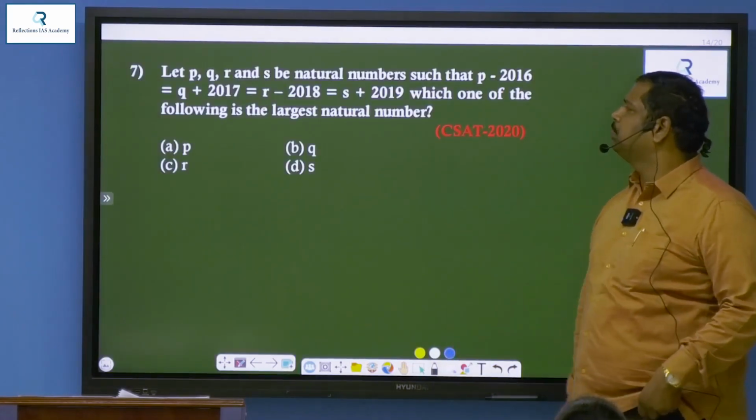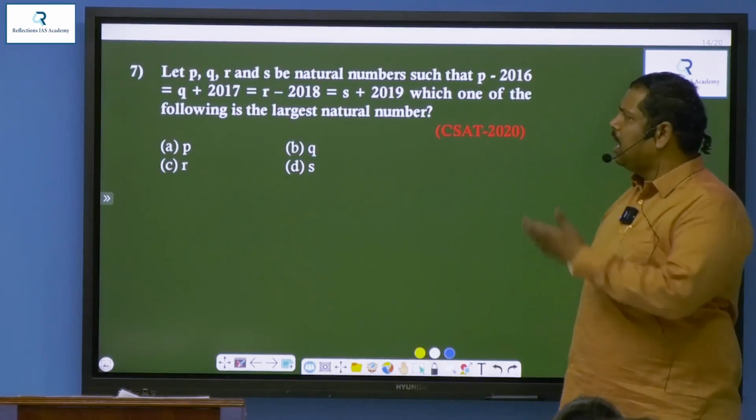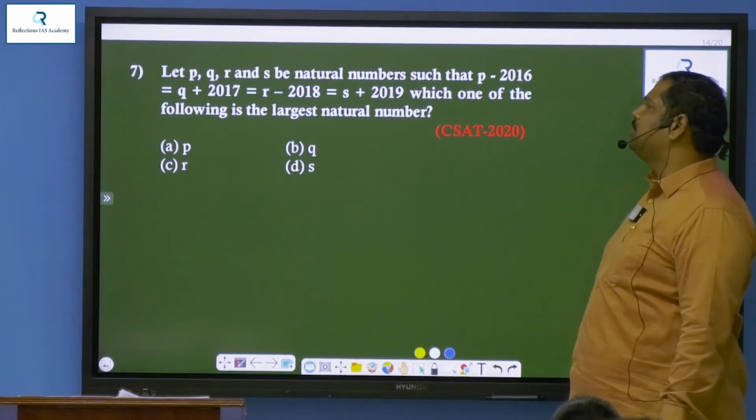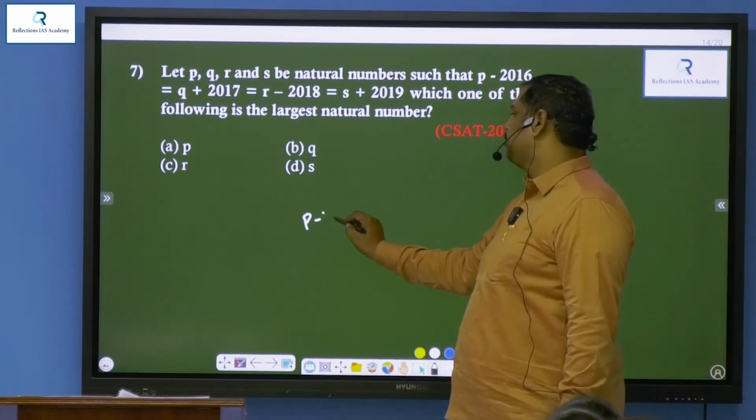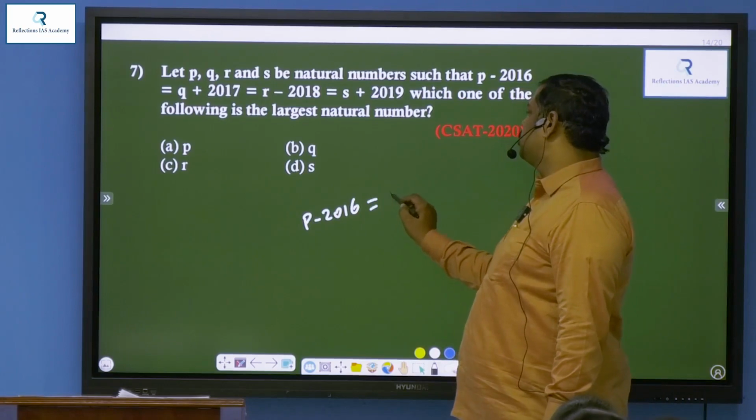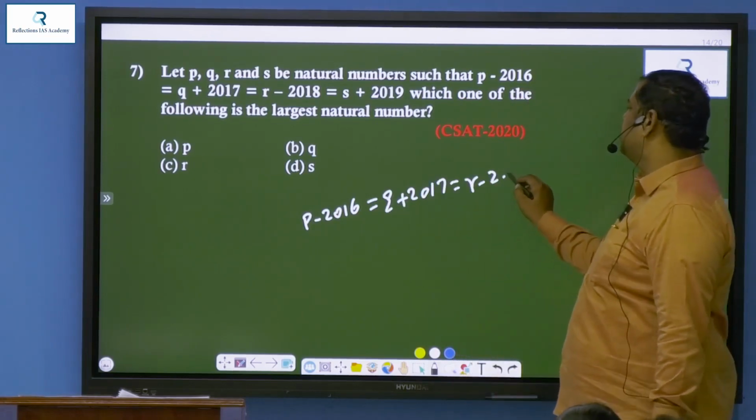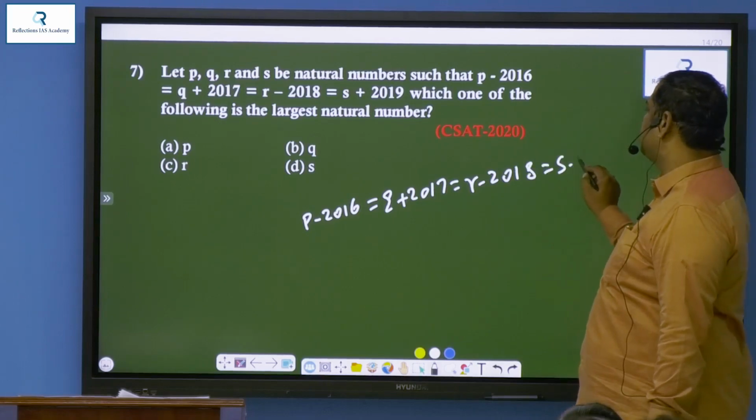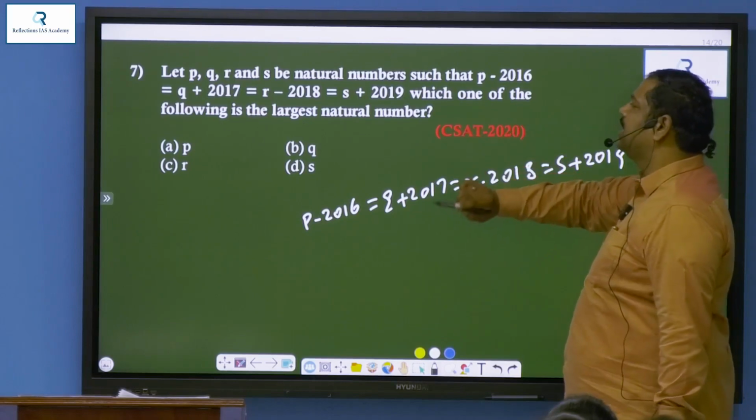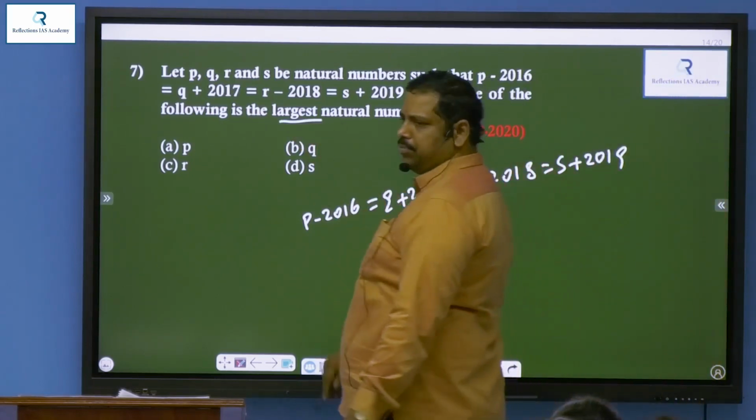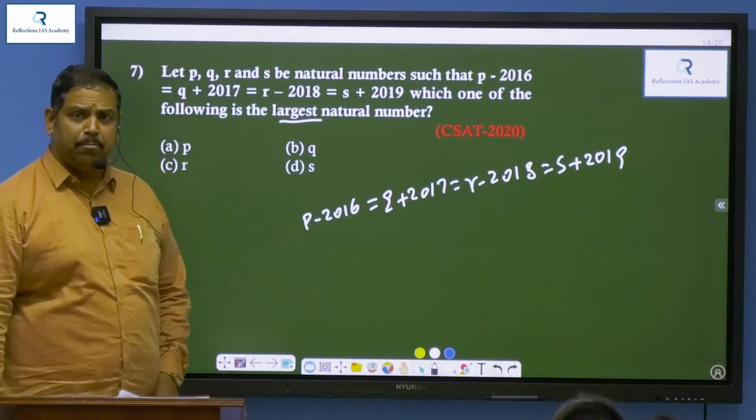Have you done it? Okay. This we can work out in two ways. Let P, Q, R and S be natural numbers such that P minus 2016 is equal to Q plus 2017 is equal to R minus 2018 is equal to S plus 2019. Which one of the following is the largest natural number? Okay, shall we see?